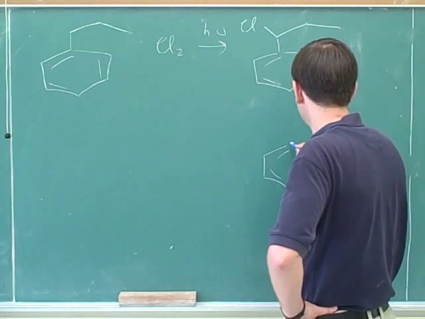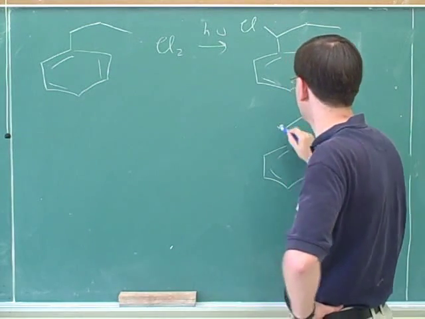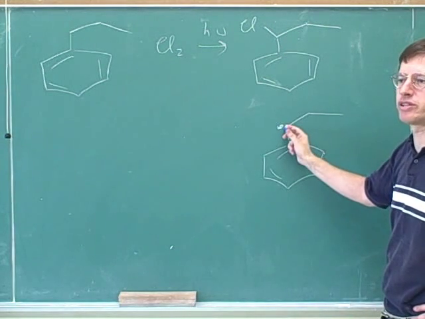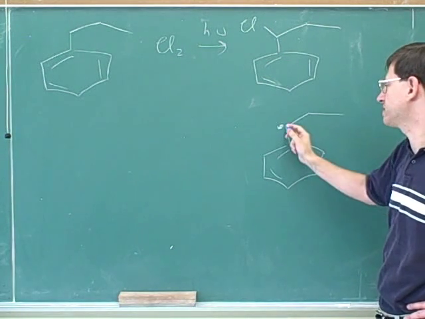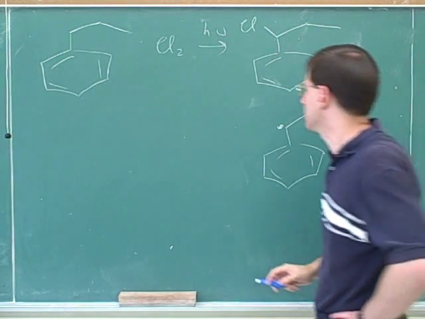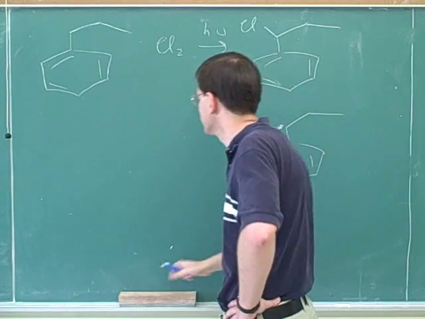We didn't go through the whole mechanism, but we know that the key step is when we form this intermediate. This unpaired electron would much rather be here, where it's resonance stabilized, than anywhere else, because here it's stabilized by 3 other resonance structures. So the key thing here is the regiochemistry, if you don't want to go through the whole mechanism.